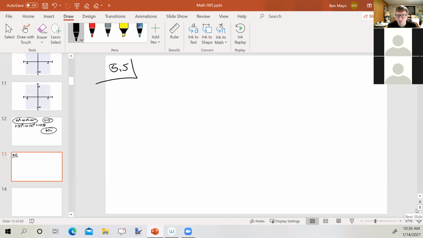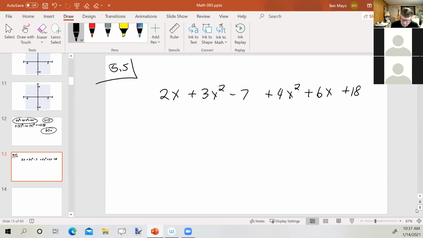And let me show you the difference between what we would have done then and what we're going to do now, okay? So back in 2 point, I don't know, whatever section it was, we'd have an expression like 2x plus 3x squared minus 7 plus 4x squared plus 6x plus 18, okay? And it would say combine like terms.